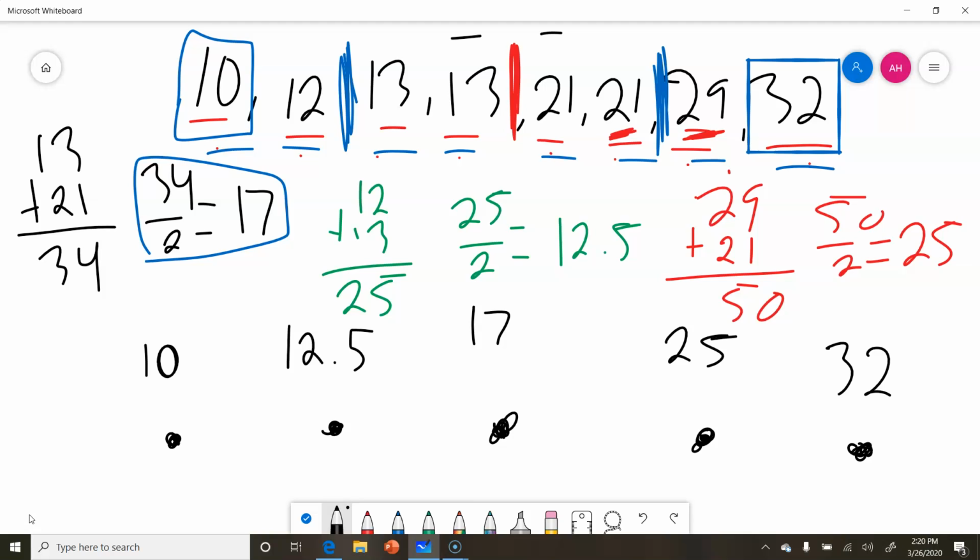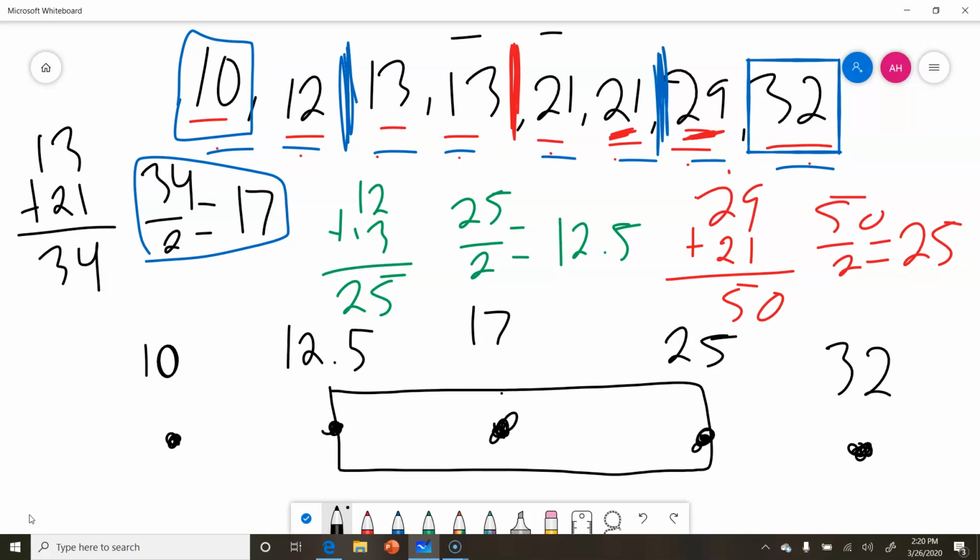Now, I'm not done yet. I have all the numbers, but I have to draw my box. So I do this box right here, like that. Draw the line to the center. And now I'm done. So 17 is the median, right there. 25 is the upper. 12.5 is the lower. 10 is the smallest. 32 is the largest. And then lastly, I just draw those lines to connect. That's what it looks like.